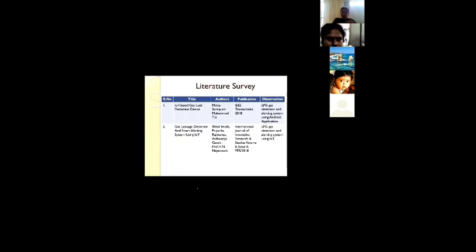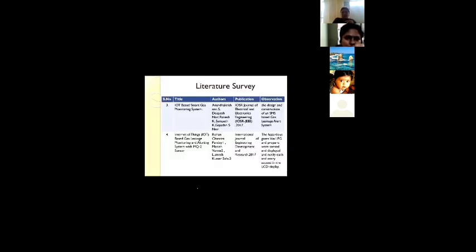These are a few of the literature papers. The first paper is the IoT gas-based leakage detection device. In this paper, they use an Android application for alerting the user. The second paper is gas leakage detection and smart alerting system using IoT. In this paper, the LPG gas cylinder is only detected, only detection is performed, and they cannot alert the user.